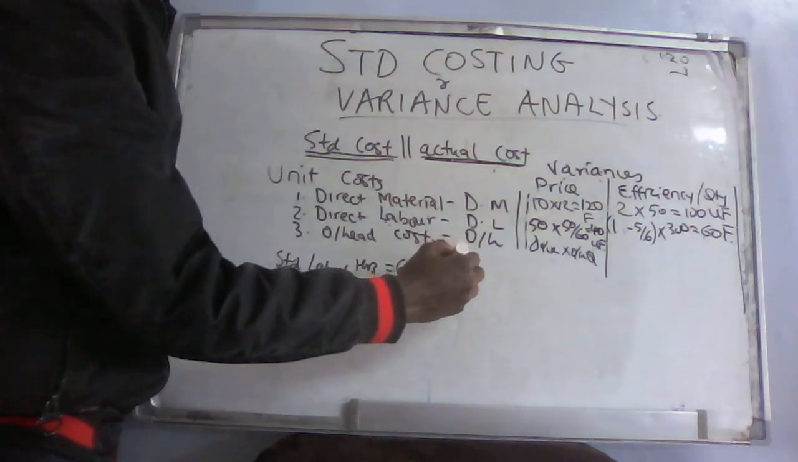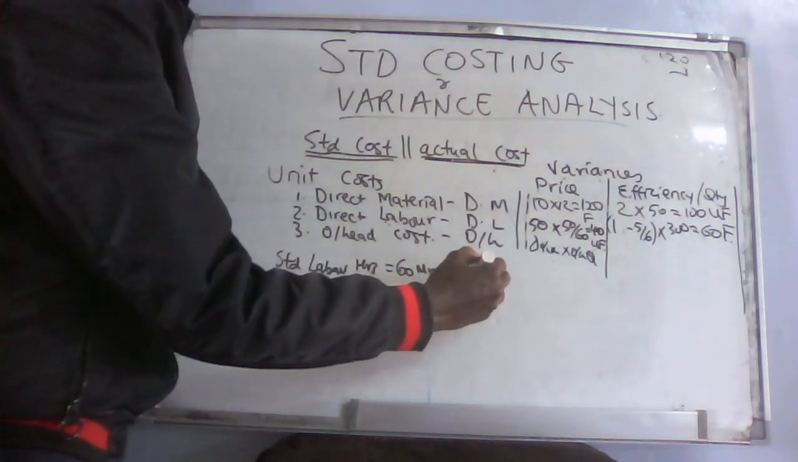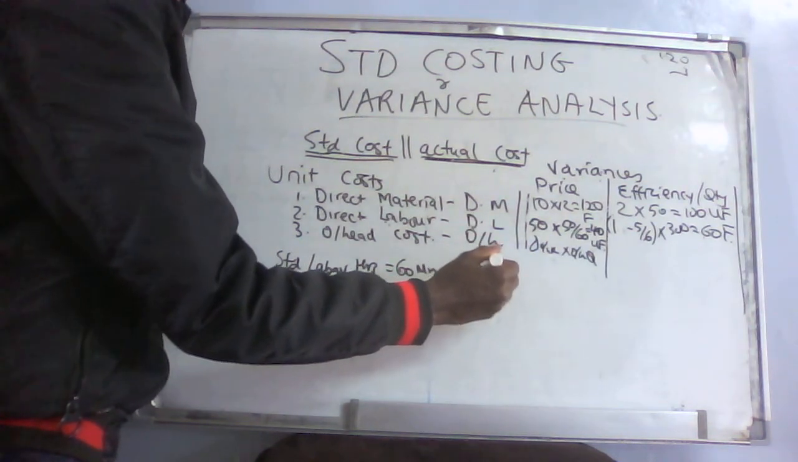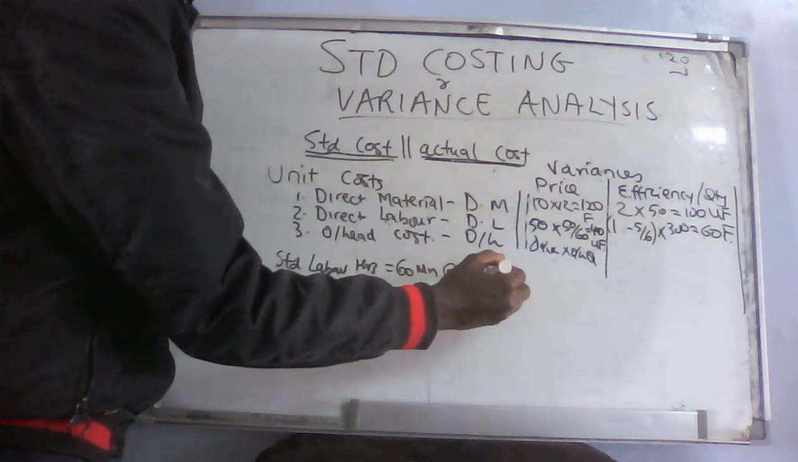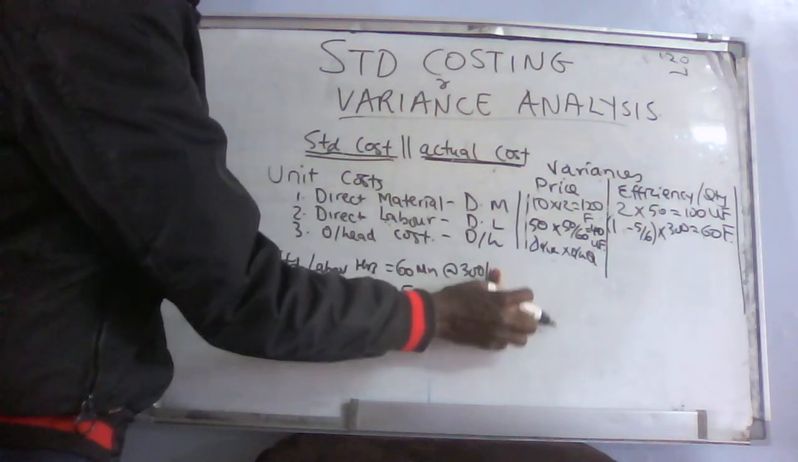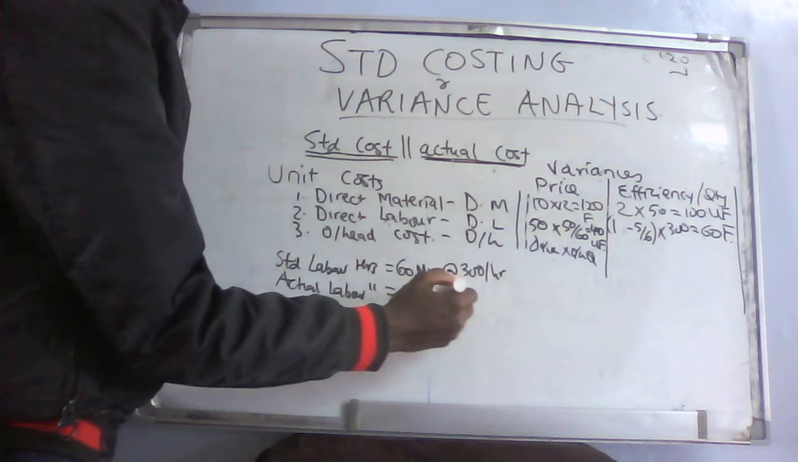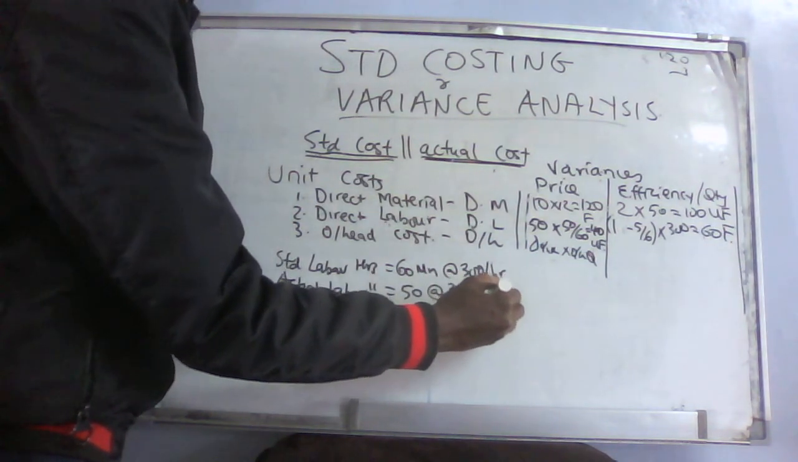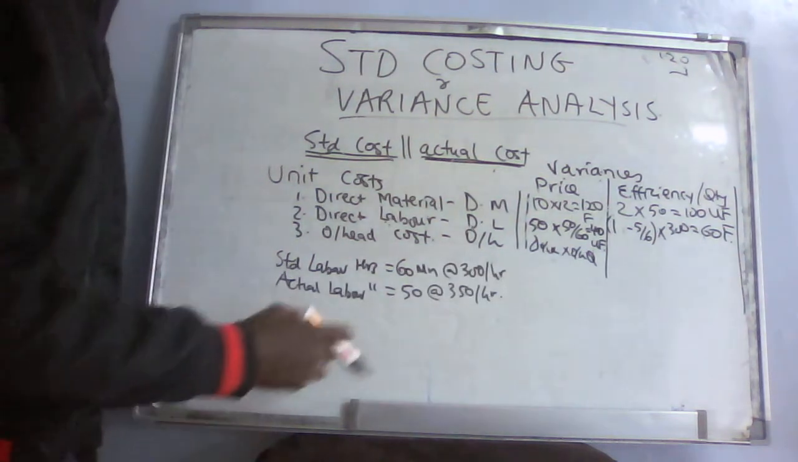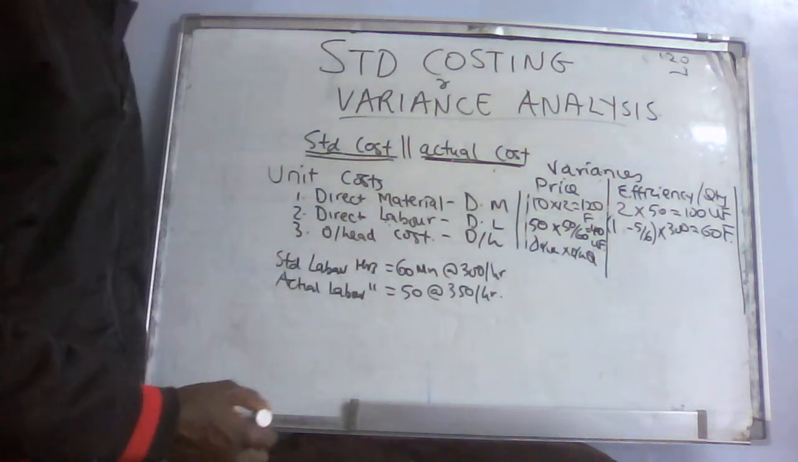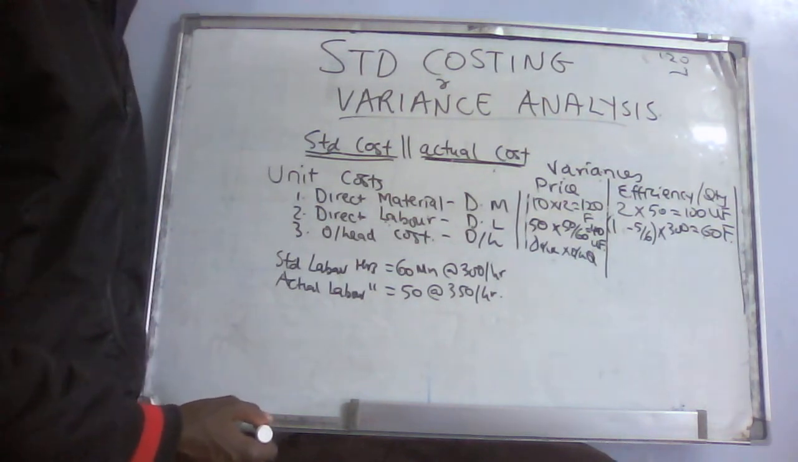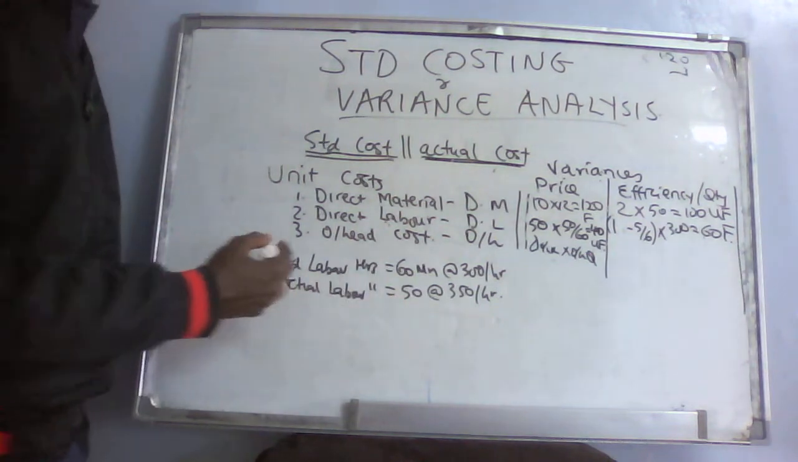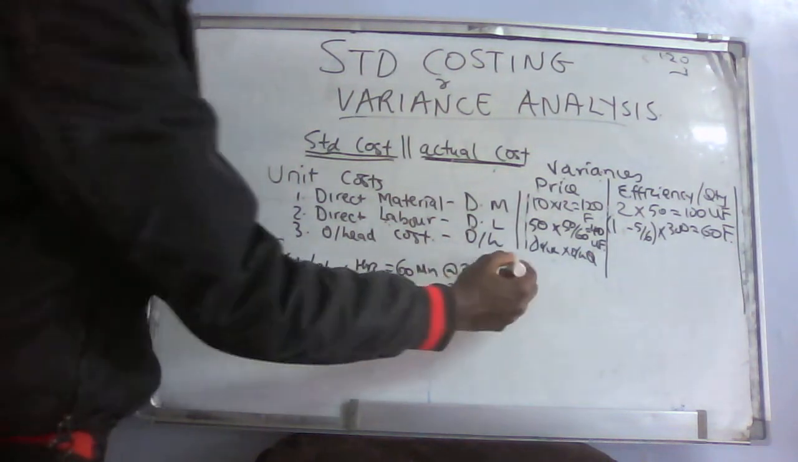So we said this was 300 per hour, and this one, we have used 350 per hour. Okay, so if overhead is absorbed based on labor hours, then this information is going to be very important for us.